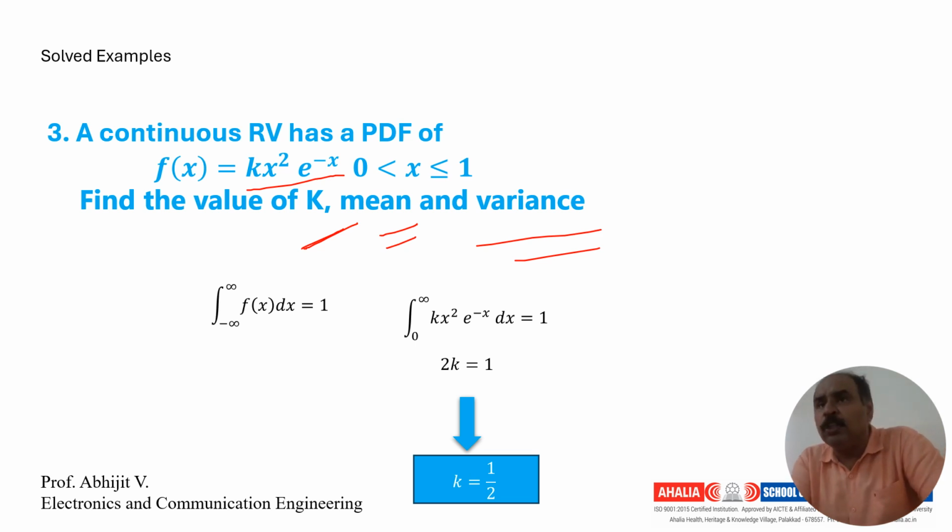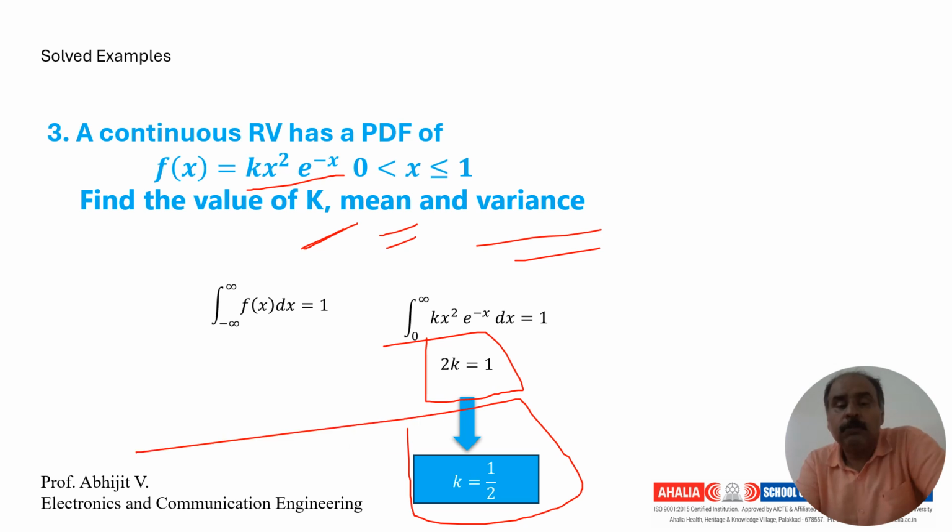Like what we have done for the previous two problems, we are equating integral minus infinity to infinity fx of x dx to 1. On doing so, what we'll get the value of k to be 1 by 2. Next, we'll see how to find out mean and variance.